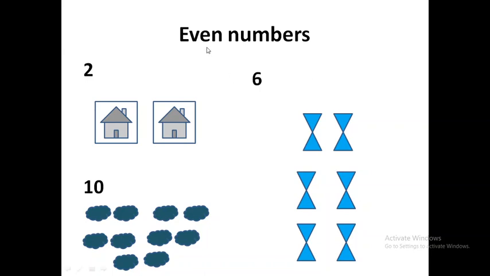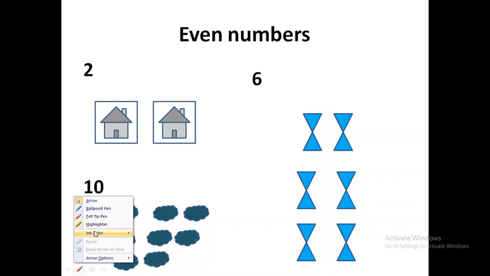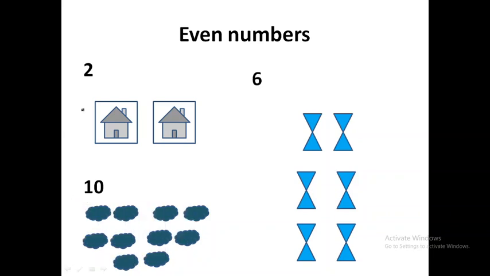For example, if we look at the two houses here, we can pair them up. We put them in a circle, two houses. There you go. And if you look at the two houses, they are both in a circle, meaning no house is left without a partner. Let's move on to number 6.